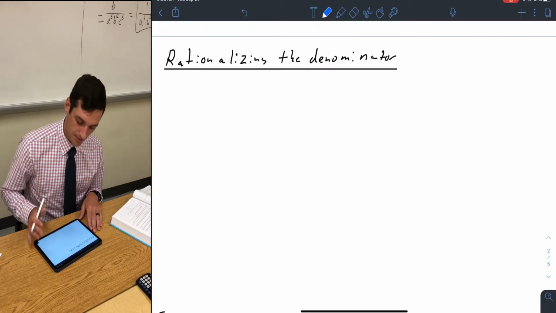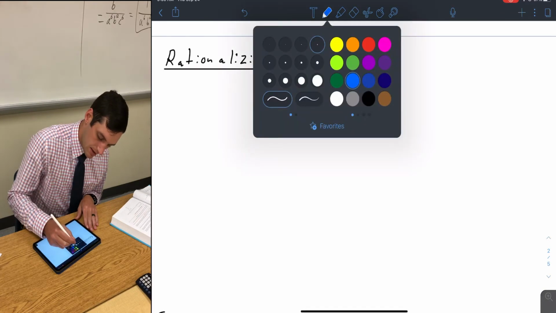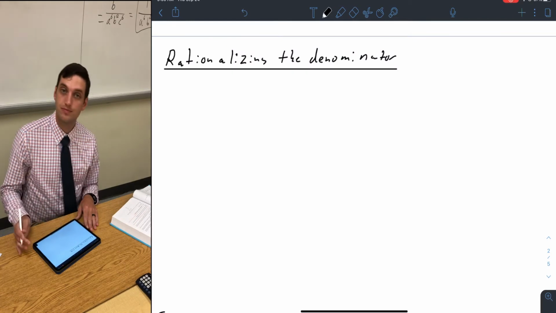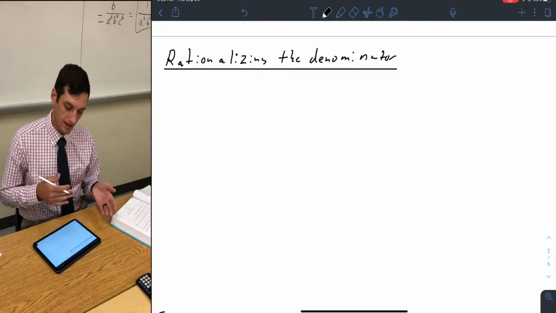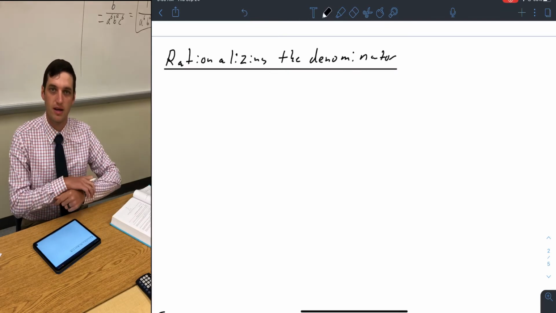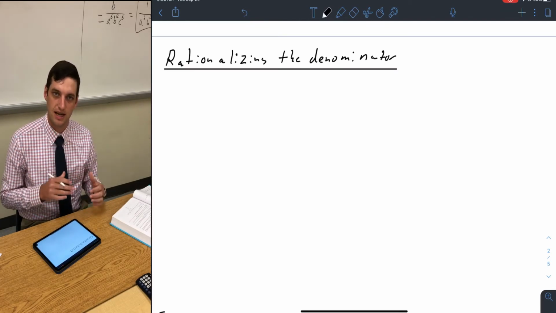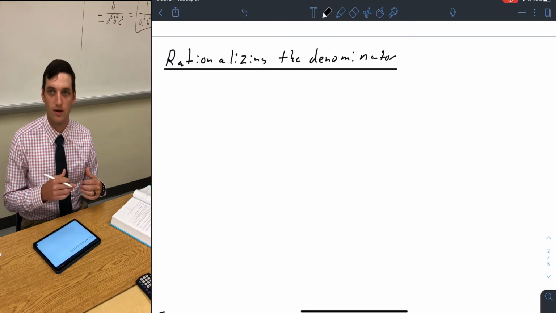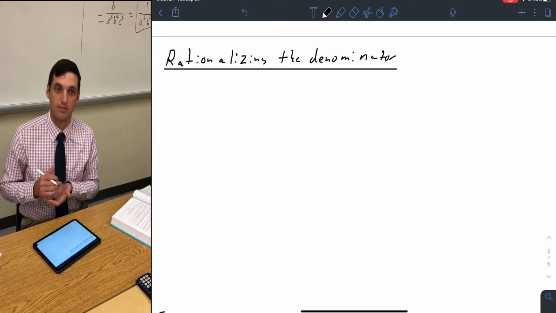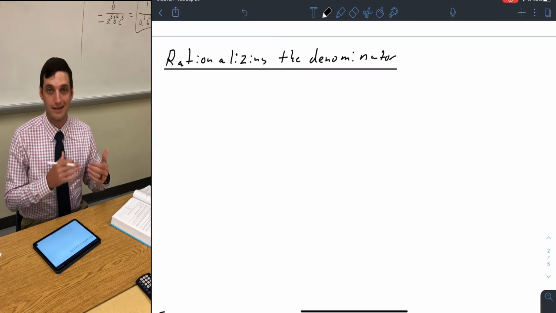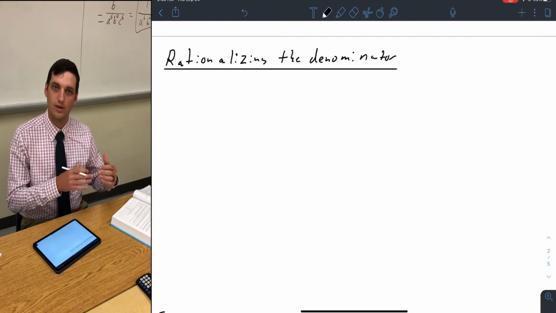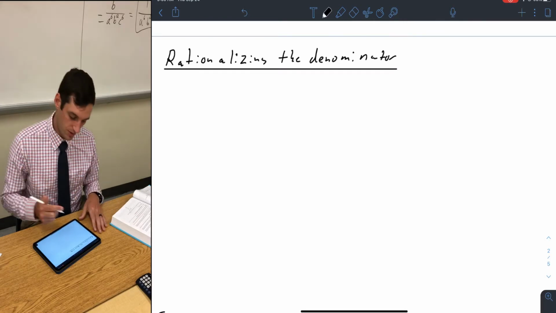So let's say that the bottom, the denominator of the fraction, isn't as nice and clean as the square root of 4. We know that once we simplify it, there's going to be a square root in the bottom. Well, then we can't leave the square root in the bottom properly. It just doesn't look right. So what we do is we have to rationalize the bottom, and I'll show you what that means.